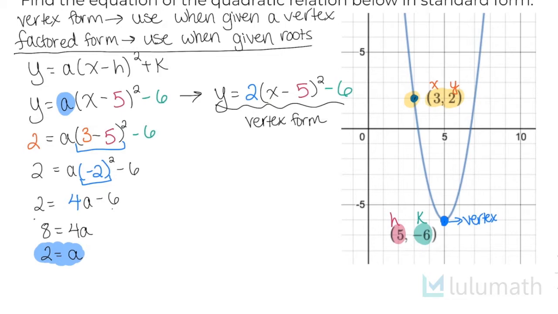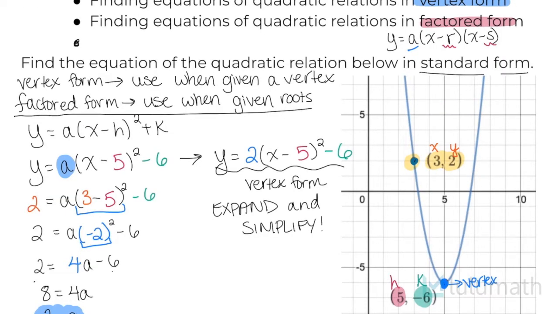So this is my answer in vertex form, but we need to know what the answer is in standard form. So I need to expand and simplify in order to determine my final equation. So we will add this on to our background knowledge. So you either need to know how to do FOIL or do the box method.